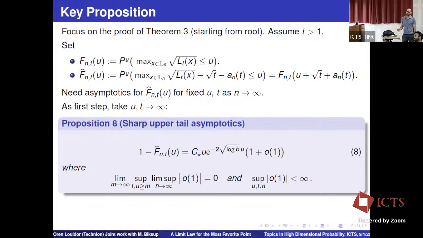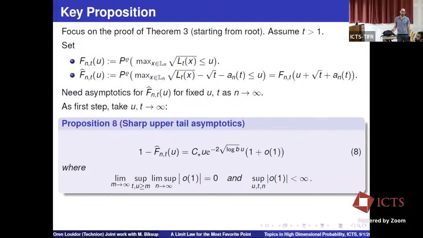So I'm not going to show you how you derive this, but I'm just going to show you how you use this sharp tail asymptotics to actually derive the weak convergence. I should say that an upper bound of this sort was proven by Abe, and he proved it for his purposes, where T was... And we in fact can just take it from him, from his work.